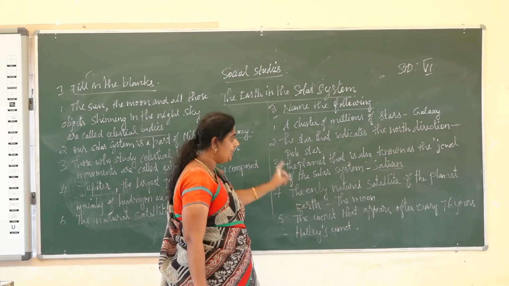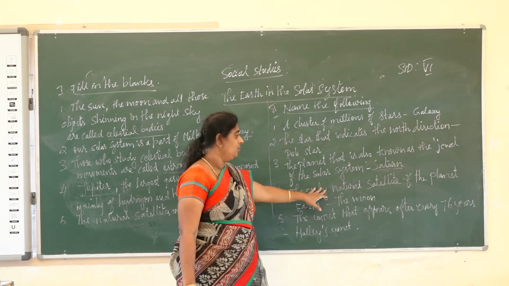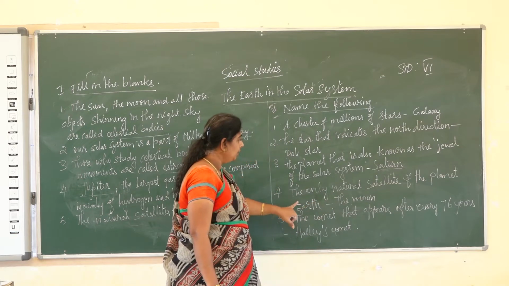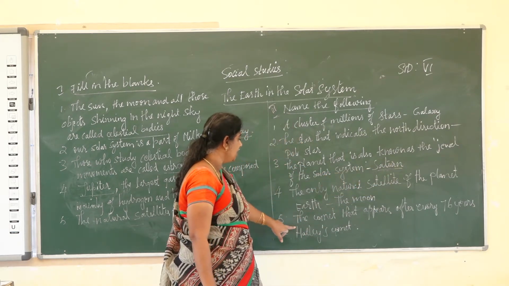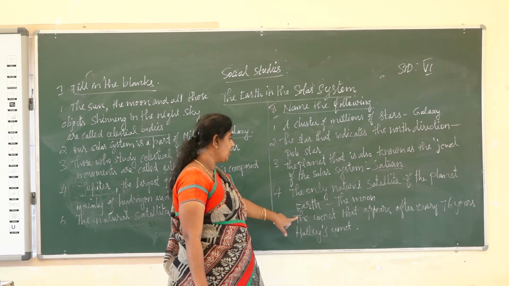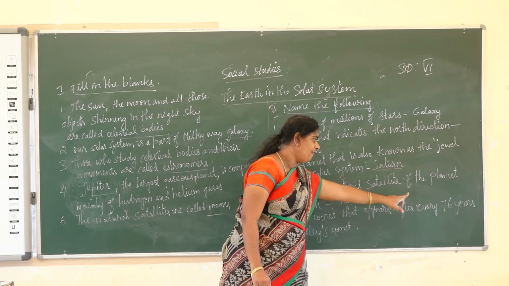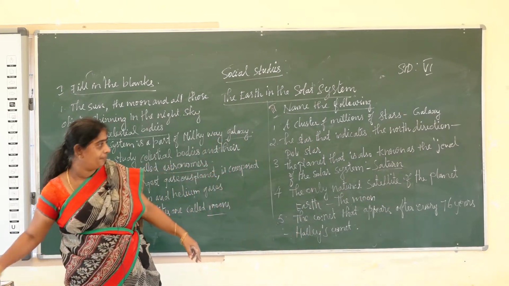The only natural satellite of the planet Earth is the moon. The comet that appears after every 76 years is Halley's comet.